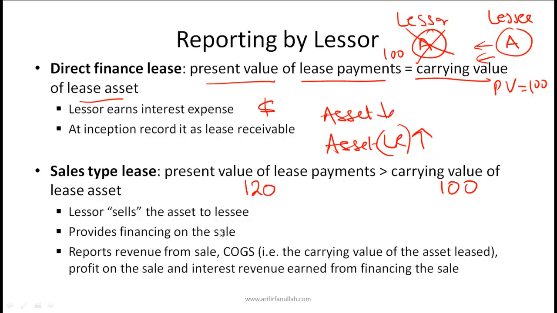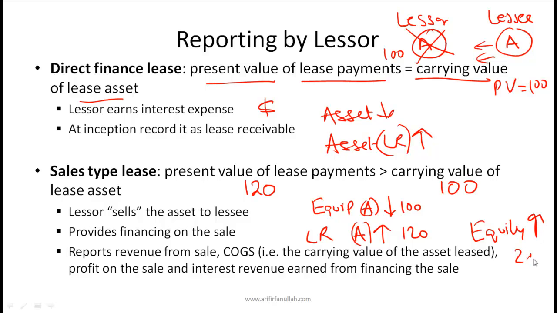What will the accounting entry be over here? The equipment that is being sold, which is an asset account, goes down by 100, and the lease receivable, which is an asset, goes up by 120. And the 20 profit, because you have sold at a price higher than the cost of goods sold or higher than the carrying value, means the equity also goes up by 20.